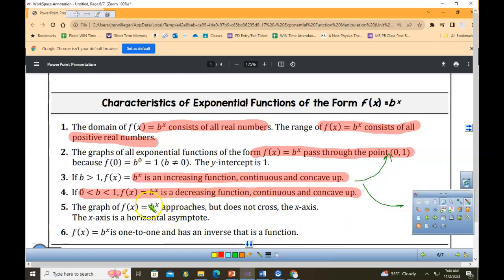The graph will approach but not cross the x-axis, making that the asymptote, or y equals 0. It's also a 1-to-1 and inversible. 1-to-1 means it passes the horizontal line test.